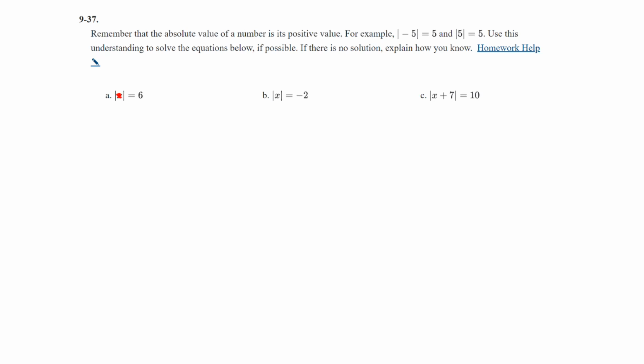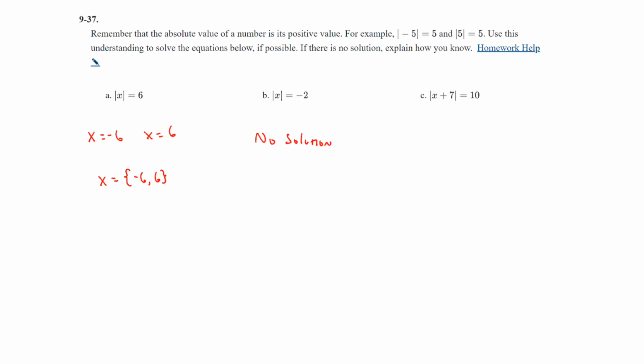So typically we kind of cover this up and ask, what number can I plug in there? And I could plug in -6 or 6, so therefore x equals -6 and x equals 6. And those are our two answers. You can also write them as a set, but you have to use the curly brackets to do that. This absolute value, can I plug a number in here where when I take the absolute value I get a -2? And the answer to that is no. There's no number that when you take the absolute value is going to give you a negative answer. So there is no solution for part B.